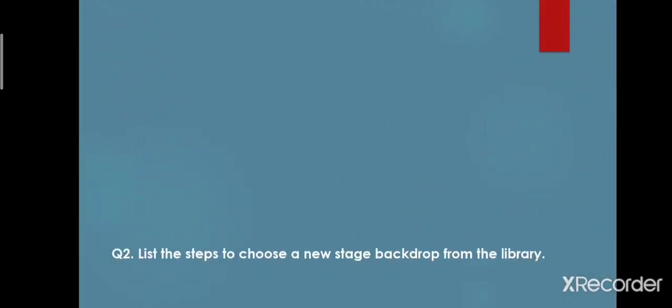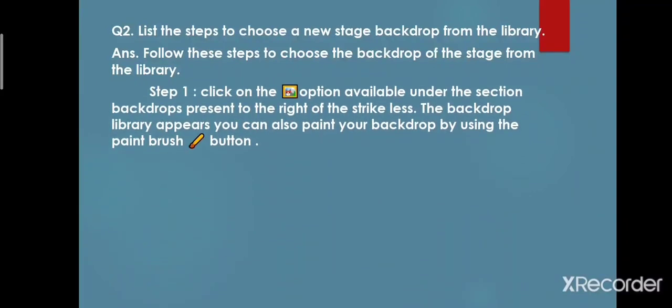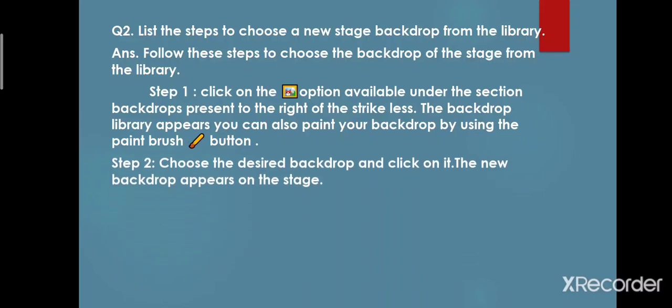Then there is question number 2 as well. List the steps to choose a new stage backdrop from the library. Follow these steps to choose a backdrop of the stage from the library. Step number 1, click on the picture option available under the backdrop section present to the right of the scripts area. The backdrop library appears. You can also paint your backdrop by using the paintbrush button. Step number 2, choose the desired backdrop and click on it. The new backdrop appears on the stage.